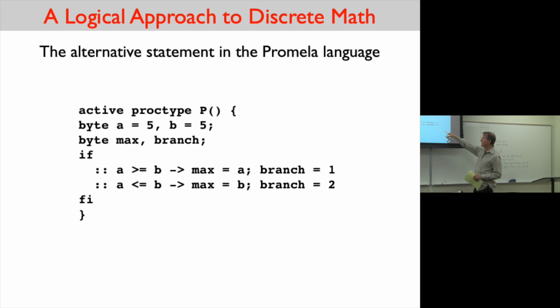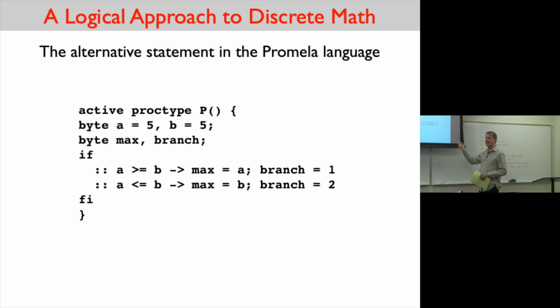So A equals 5, B equals 5. Those are declared to be byte quantities, and then we have two other byte quantities, max and branch. And look, it uses the exact same if and fi, if and phi, right? For the beginning and the end of the guarded command. And check out the way it works. The colon is at the beginning of each guard.